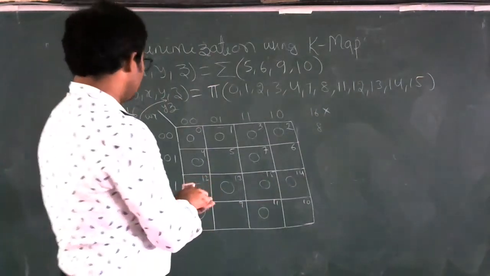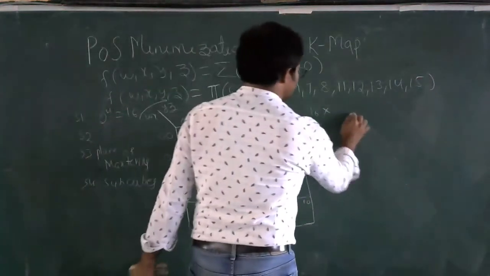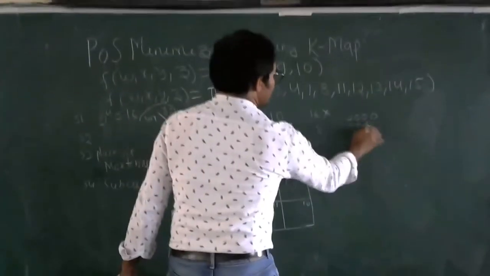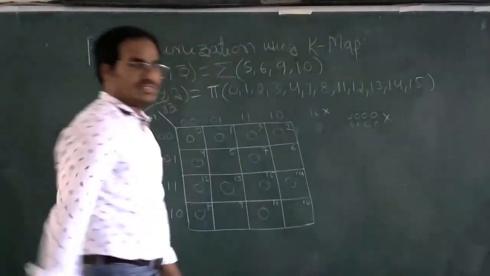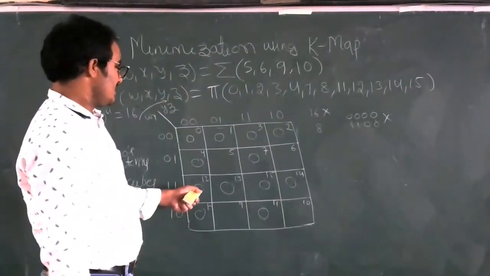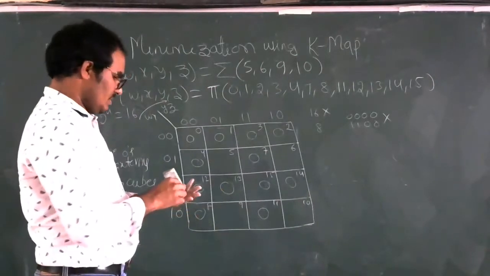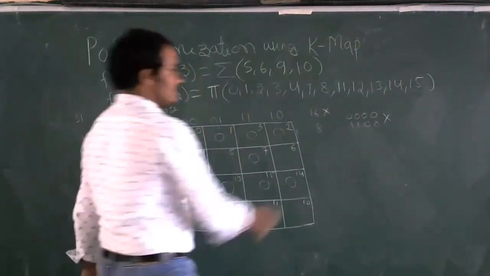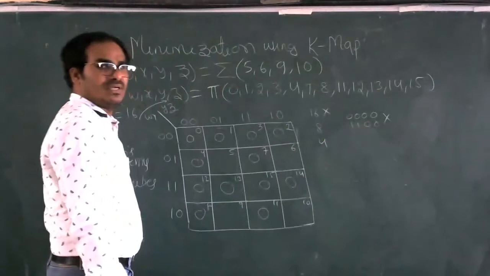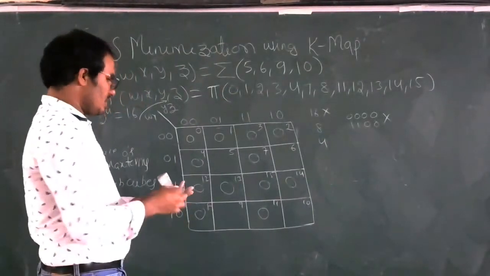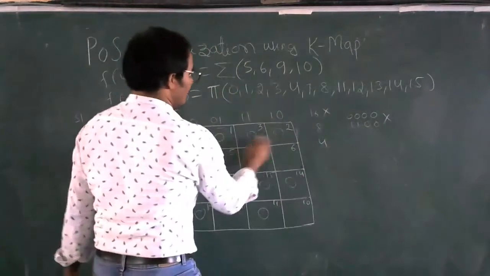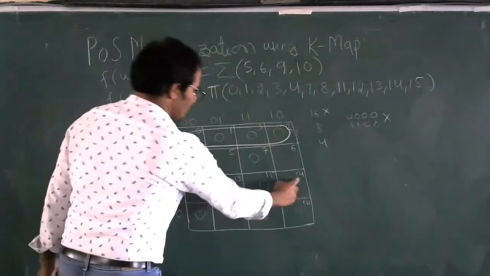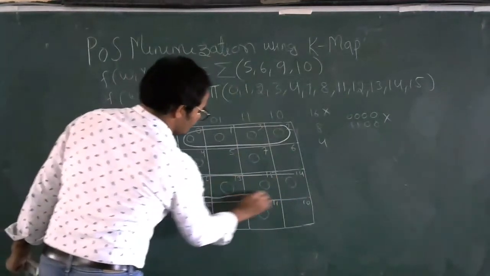Let us look first. 0 is written as 0, 0, 0, 0 and 12 is written as 1, 1, 0, 0. Are they absent? Sorry, they are not absent. So 0, 1, 2, 3 forms one quad. The next possible highest subgroup size is the 4 cell subgroup. So 0, 1, 2, 3 forms one quad. 12, 13, 14, 15 forms another quad.